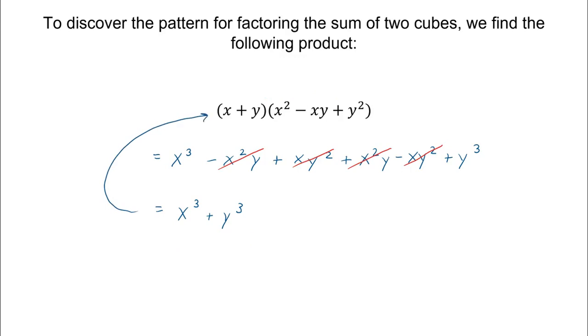But if I'm trying to factor this sum of perfect cubes, that factorization looks like a hot mess. Like, how in the world could I ever remember that x and y and x squared and xy and y squared? How in the world could I ever remember or come up with a way to remember how to factor a sum of perfect cubes? Well, there is a pattern to this factorization. We just have to be sharp to realize it.